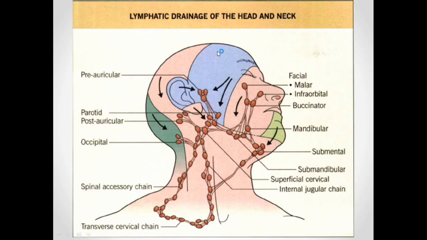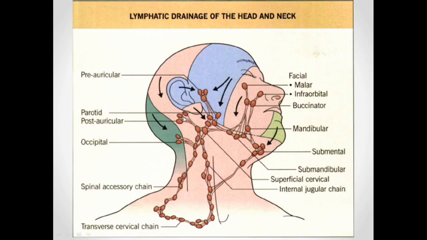As you can see, this area, the lateral part of the auricle and also the lateral part of the scalp, sometimes the forehead and anterior part of the scalp, all of these drain into the parotid lymph nodes and also pre-auricular lymph nodes.